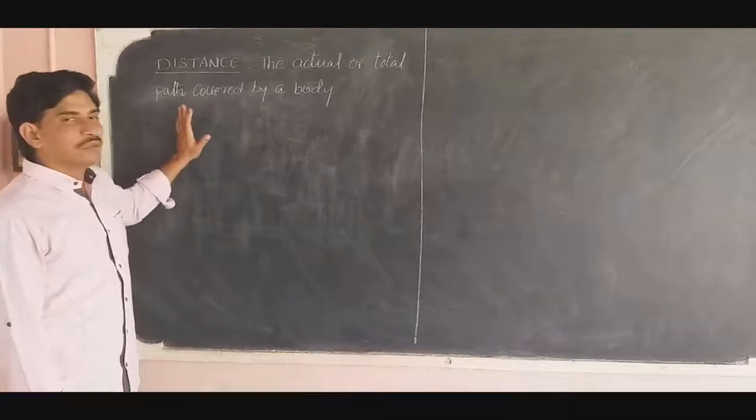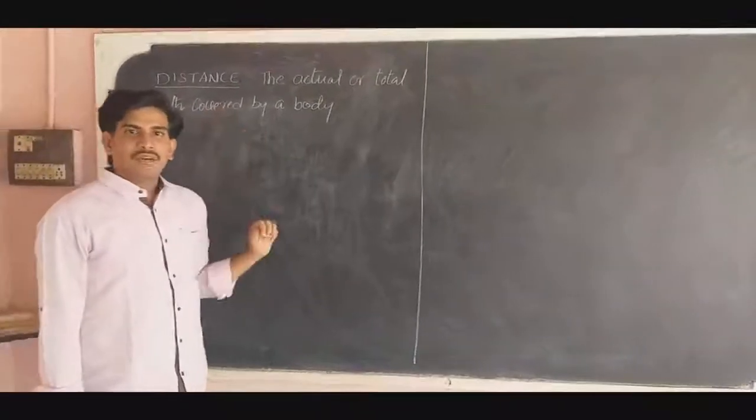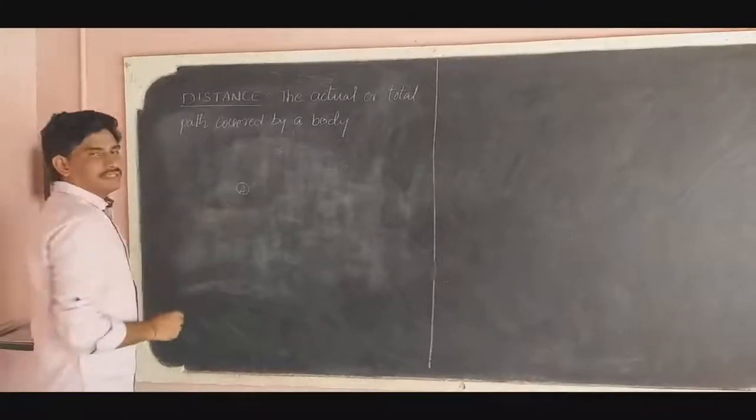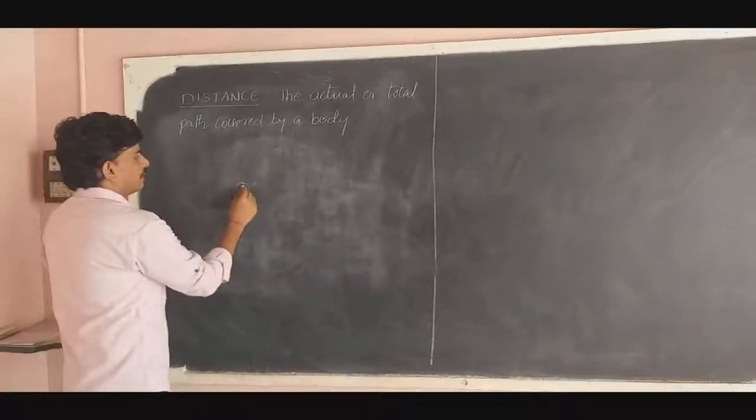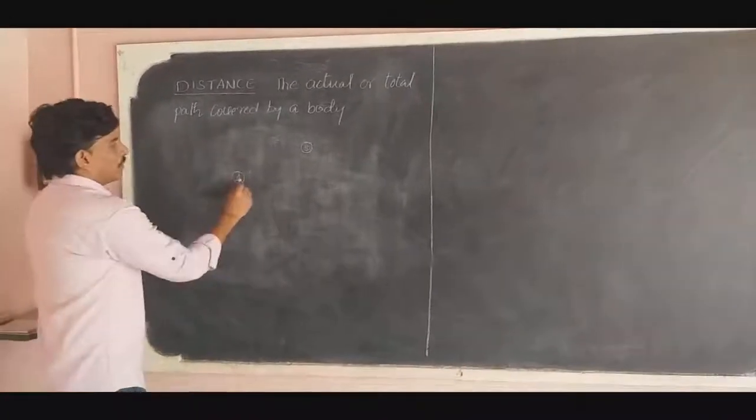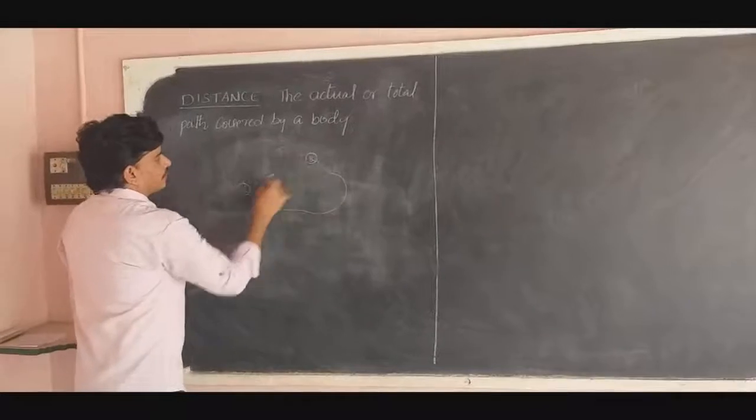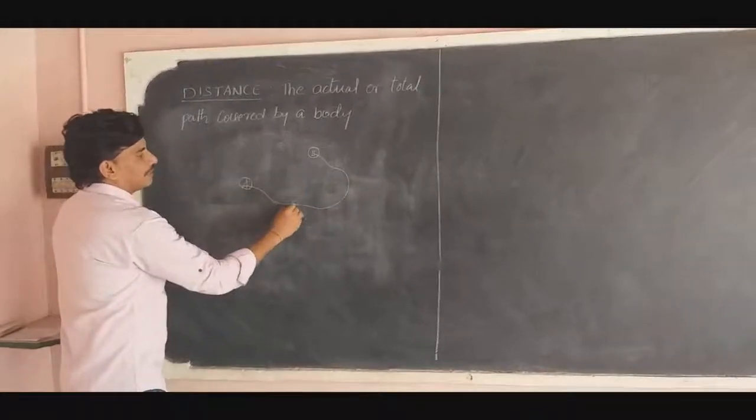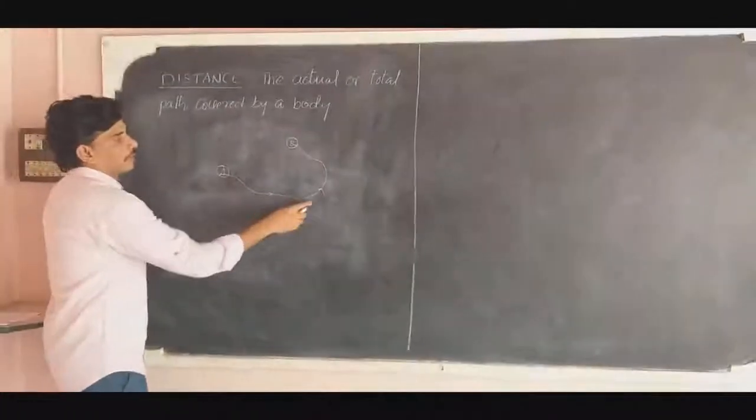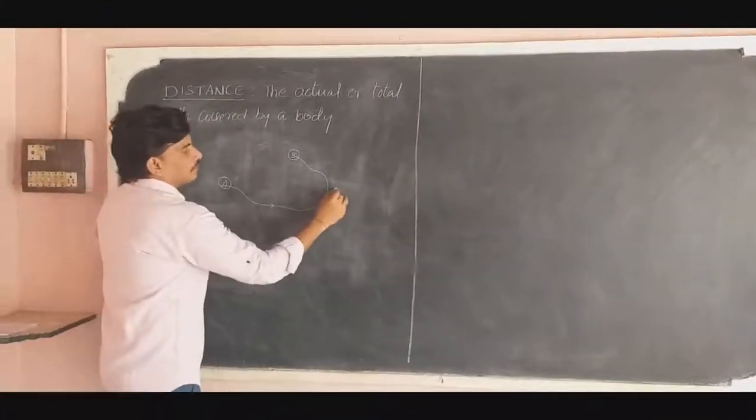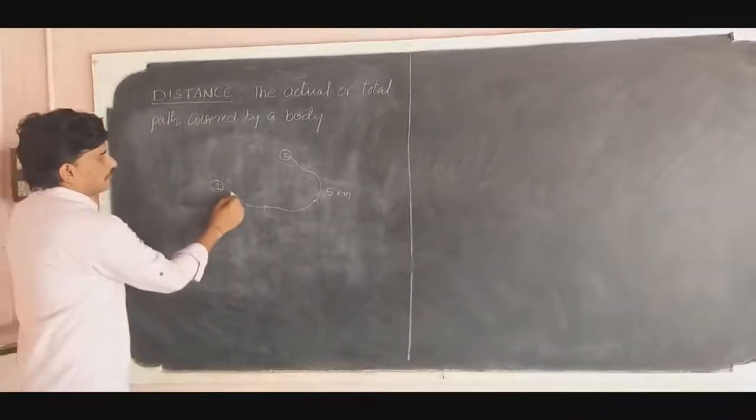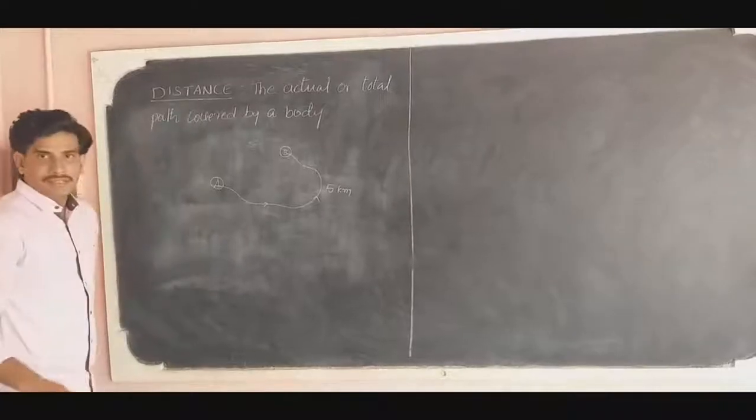So what does distance mean? The total or the actual path covered by a body. For example, let A be the initial position and B be another position. One object moved from A to B, following the path in this direction. Let it be some 5 kilometers. So the total length of this path is called the distance.